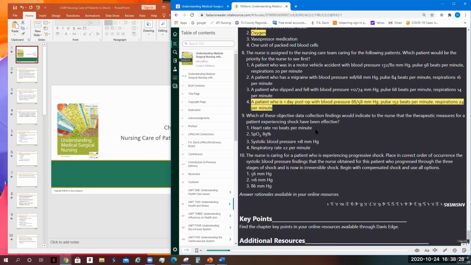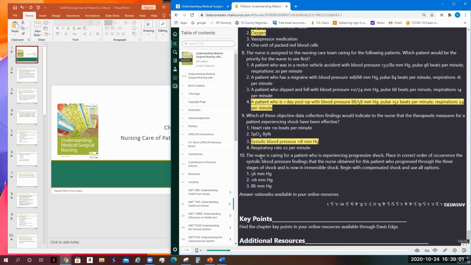Which of these objective data collection findings would indicate to the nurse that the therapeutic measures for a patient experiencing shock have been effective? Would it be a heart rate of 110? I don't think so. Blood oxygen levels of 89%? Nope. Systolic pressure of 118? That sounds really good. Or respiratory rate of 22 per minute? The only one that sounds good is number 3, the systolic blood pressure of 118.